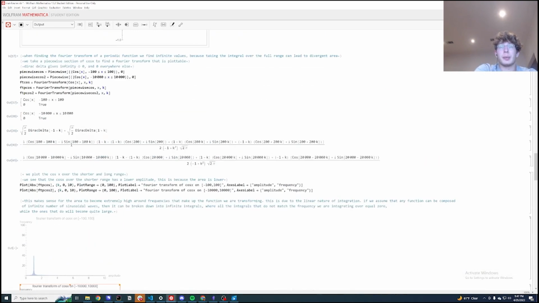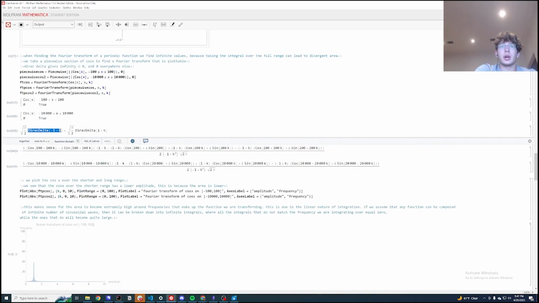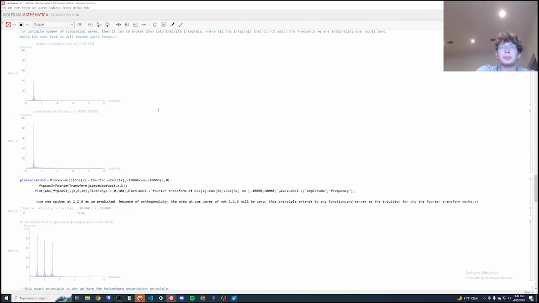It took me a really long time actually to figure out these Dirac deltas. I was really confused, and then I realized that it's because I'm taking it over an infinite range, and you take the Fourier transform over a shorter range because that's the intended use of the Fourier transform.